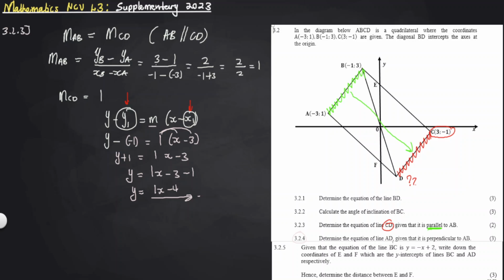Next question, 3.2.4. Determine the equation of line AD given that it is perpendicular to AB.